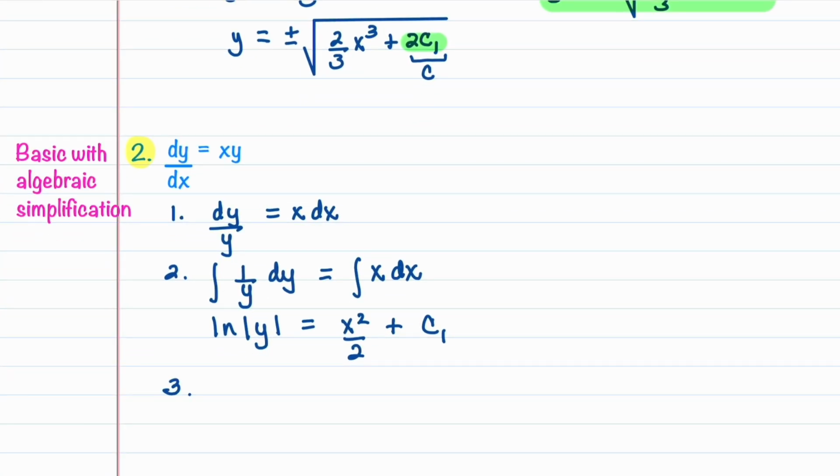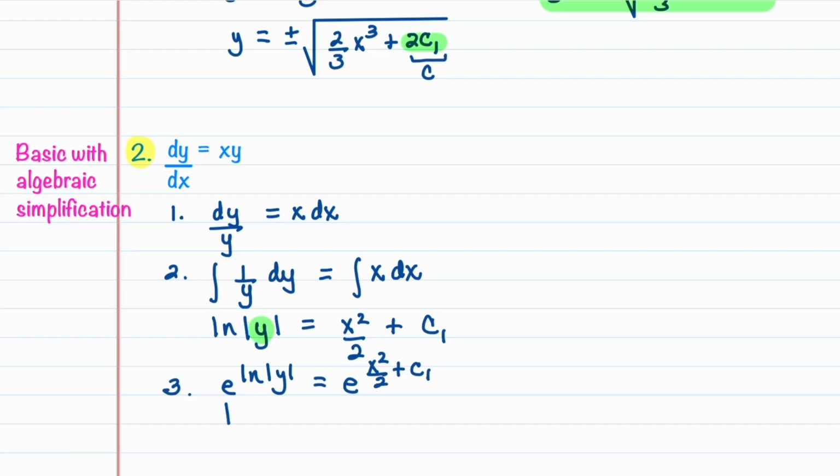Our third step is to solve for y. Notice that our y is inside a natural log. The only way to get y out of the natural log is to exponentiate both sides. On the left, we're going to have e to the ln absolute y, and then on the right, we have e to the x squared divided by 2 plus c1.